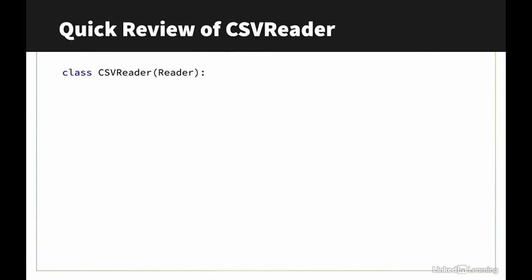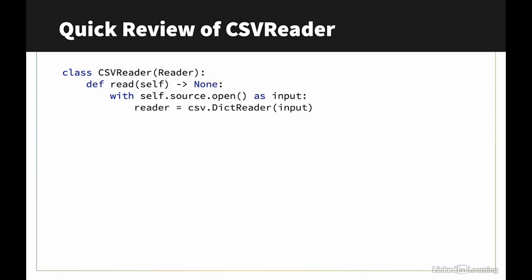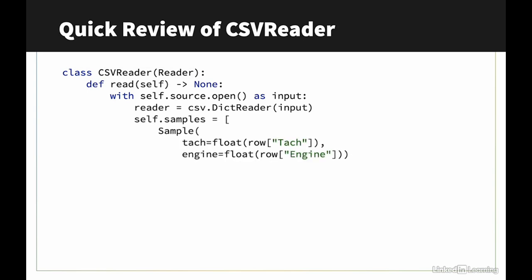Here's an implementation of the read method for CSV files. This will create instances of sample objects by depending on the CSV module to properly parse the physical format, and this method applies the float function to convert strings found in CSV files into float objects that the application uses.